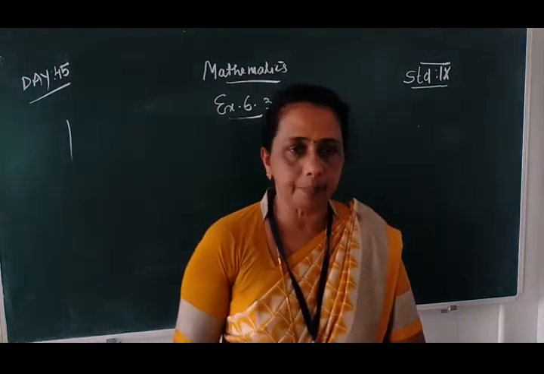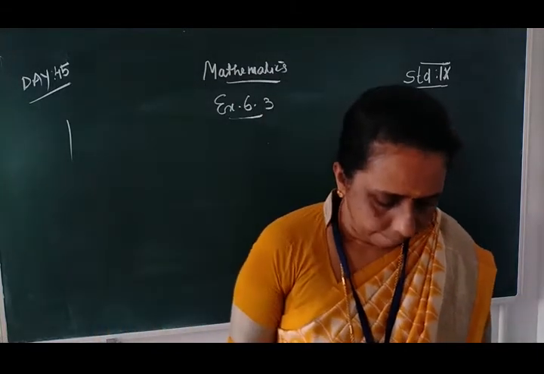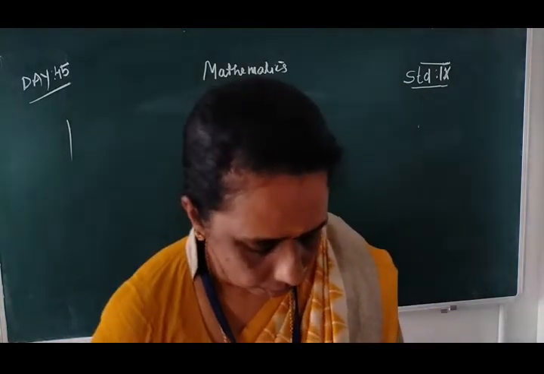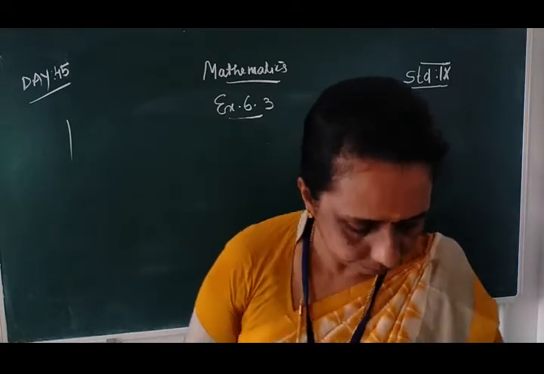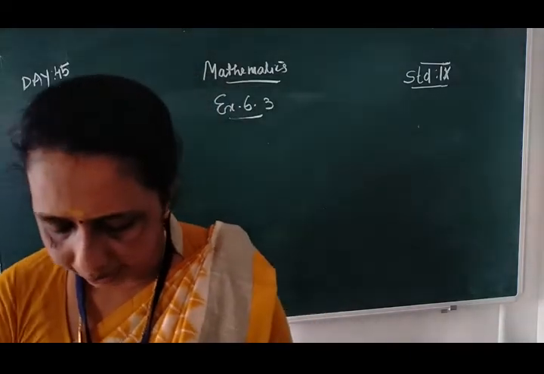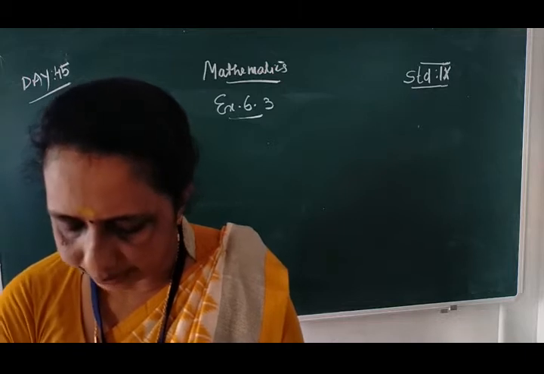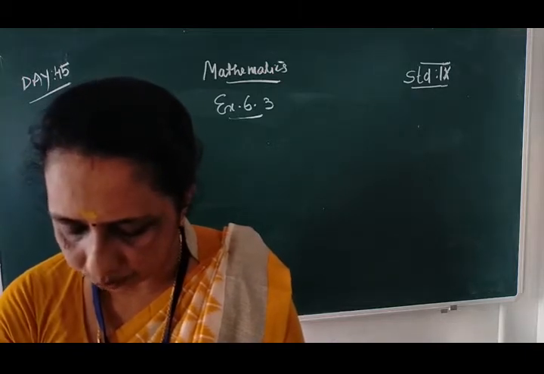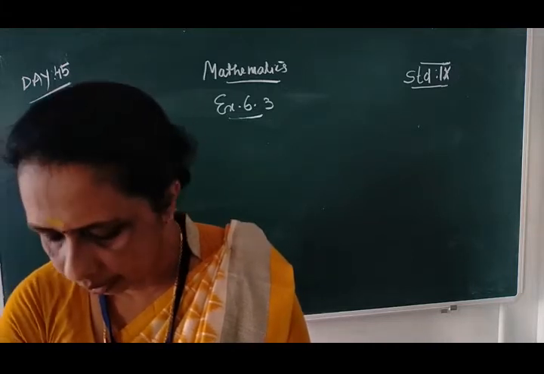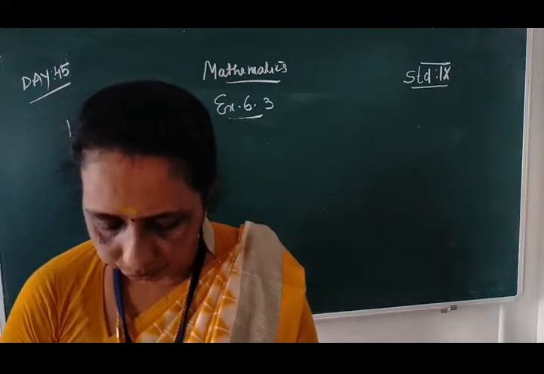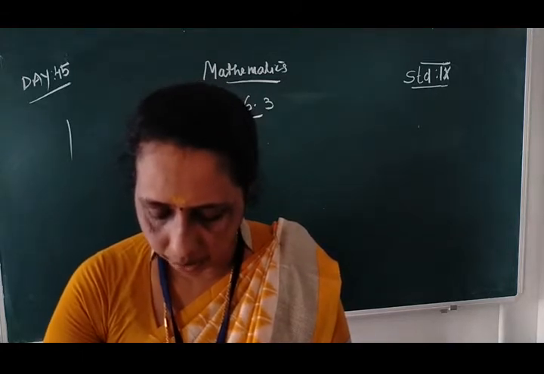We are taking the remaining problems of exercise 6.3. The second problem is: in the given figure, angle X is equal to 62 degrees and angle XYZ is equal to 54 degrees. If YO and ZO are the bisectors of angle XYZ and angle XZY respectively of triangle XYZ, find angle OZY and angle YOZ.